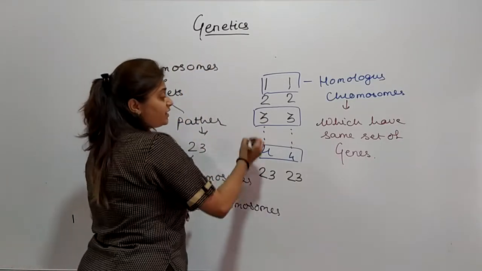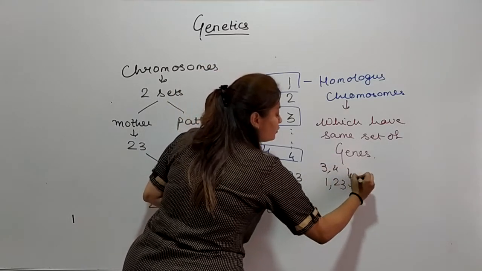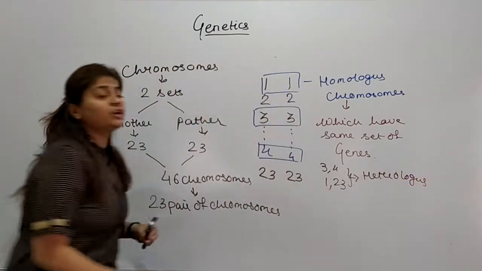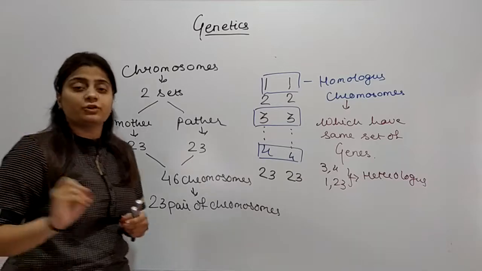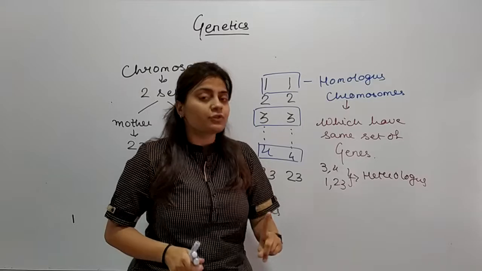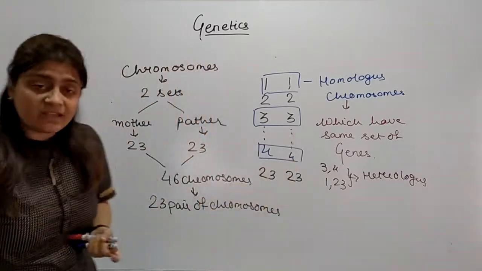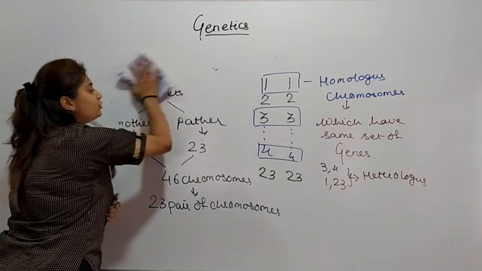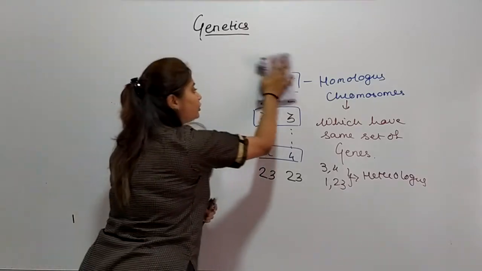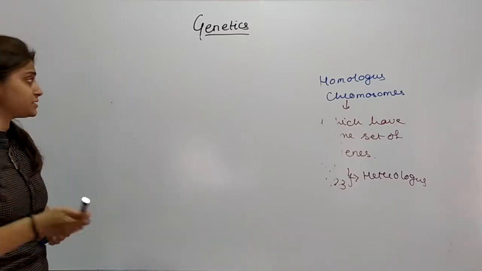Let's say 3 and 4 or 1 and 23, they are known as heterologous chromosomes. So what are heterologous chromosomes? Heterologous chromosomes are those chromosomes which do not have a similar set of genes. Now that you are clear about what a homologous chromosome is, let us understand the next term. Make homologous chromosomes very clear in your mind, then only will we be able to understand the next term.